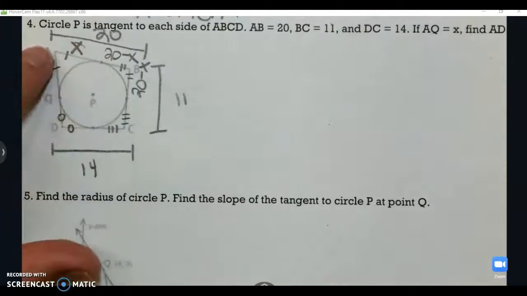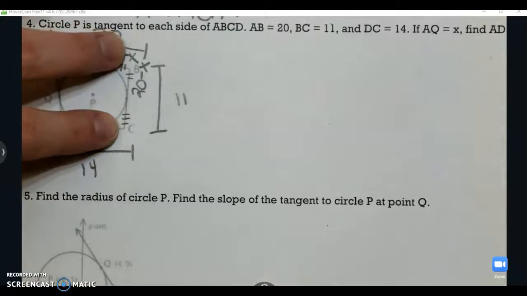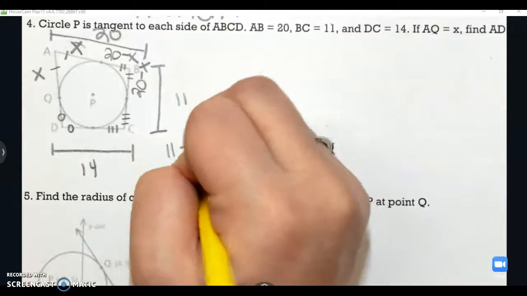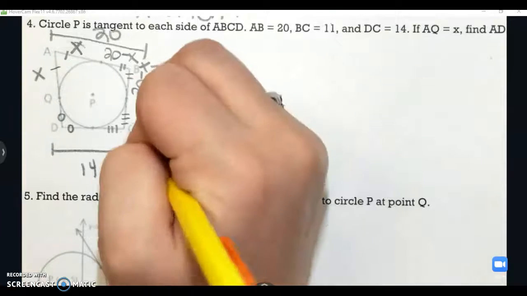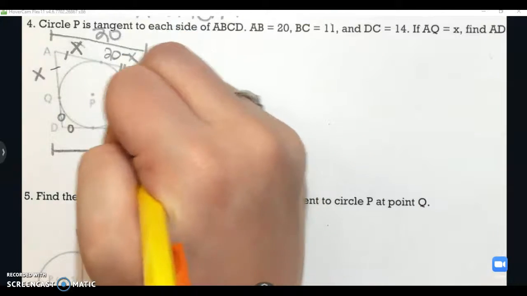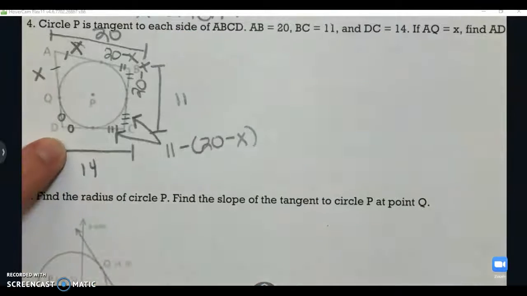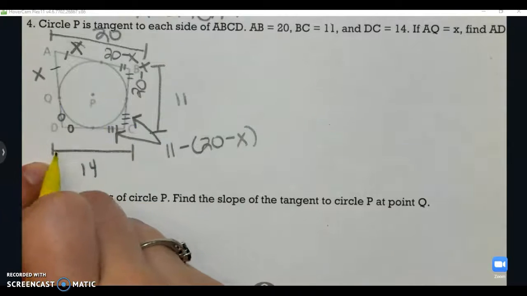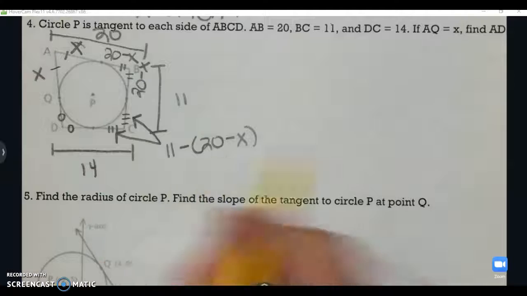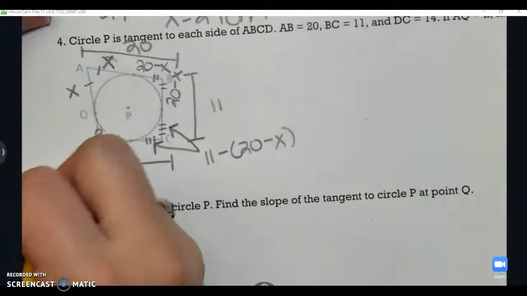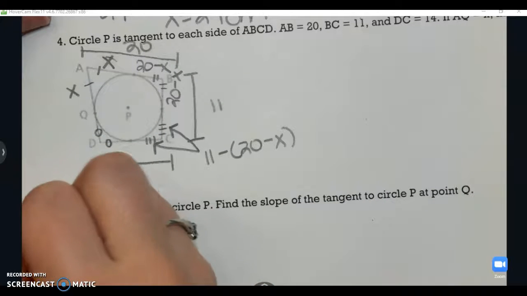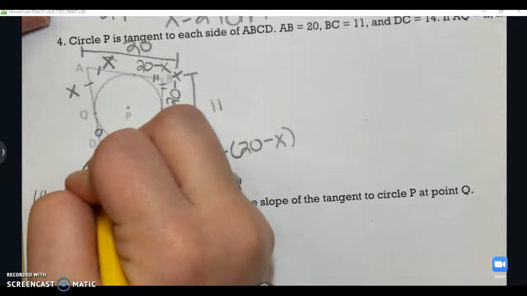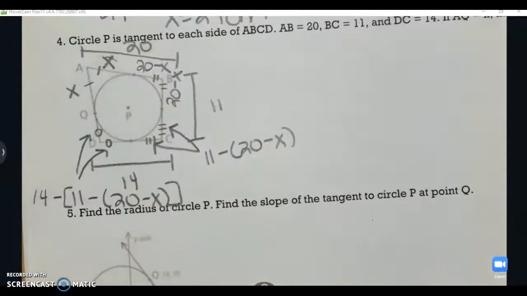And now we're looking at the same thing as we did with AB. This whole segment equals 11, so that remaining piece would be 11 minus (20 minus x). And that's going to be the same for both of these congruent segments, which leaves our remaining two segments that are going to be 14 minus this whole expression. So that's going to be 14 minus (11 minus (20 minus x)). That's the length of both of these pieces.